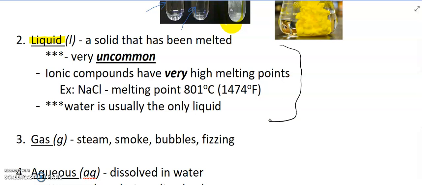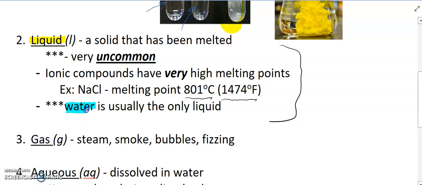In this level of chemistry, we spend a lot of time with ionic compounds that are known for their very high melting points. So if we look at NaCl, NaCl has a melting point of 801 degrees Celsius, or 1474 degrees Fahrenheit. Your house could burn down, and the table salt in your house would probably still be a solid. So the reality of using liquids in this level of chemistry is very unlikely. In fact, there's one liquid that we deal with frequently in this level of chemistry, and that liquid is going to be water.